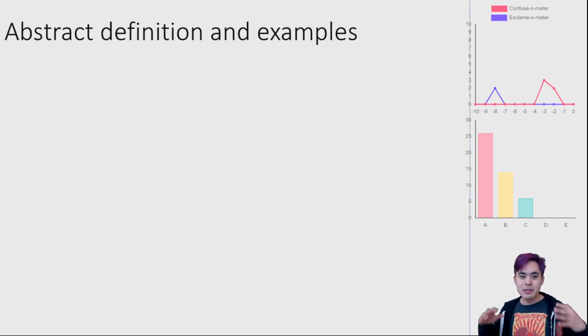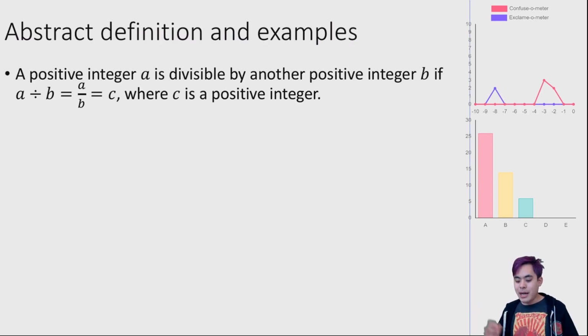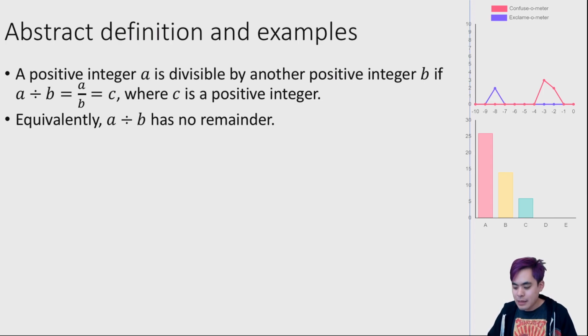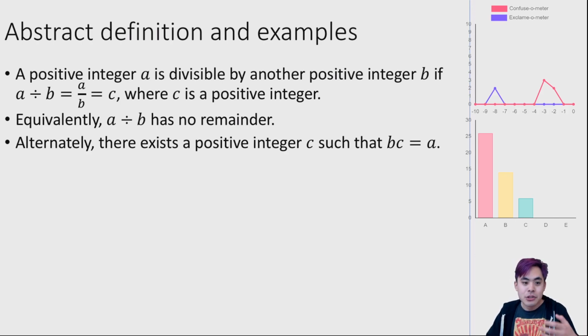What does it mean for something to be divisible? Well, a positive integer a is divisible by another positive integer b if a divided by b is equal to the fraction a over b, but that fraction is actually a positive integer. It's a whole number. Another way of thinking about it is it's divisible if a divided by b has no remainder. Alternately, there exists a positive integer c such that b times c is equal to a.